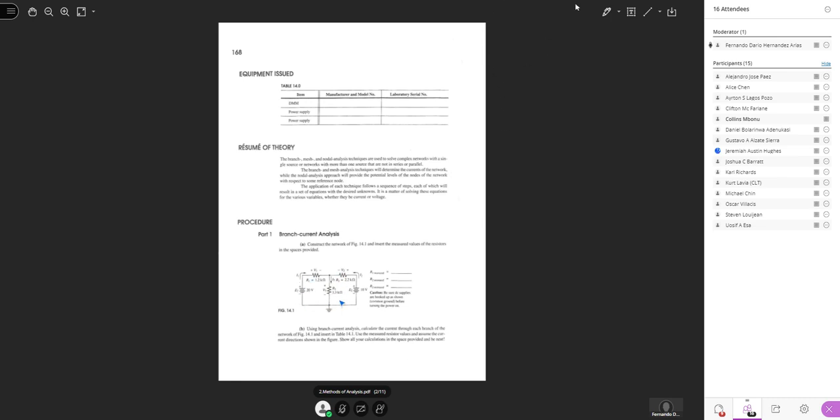So if you go around this loop, it's going to be E1 minus V1 minus V3, equal to 0. Then you substitute what V1 is equal to. V1 will be equal to I1 times R1. V3 will be equal to I3 times R3, I'm sorry. Now you have your first equation.